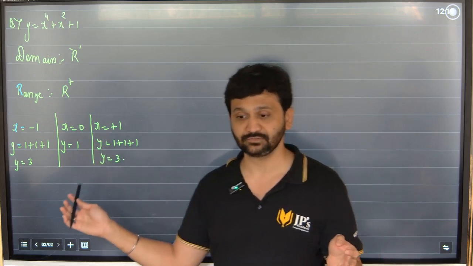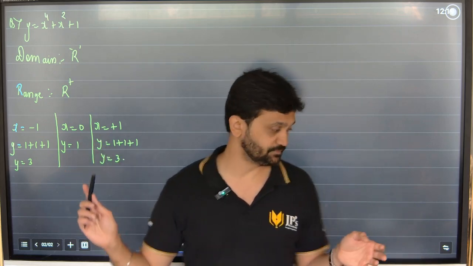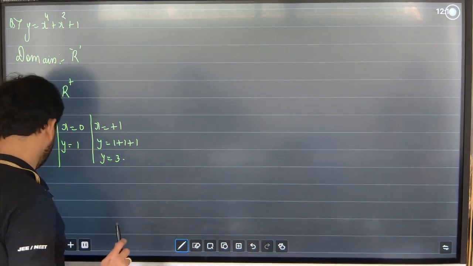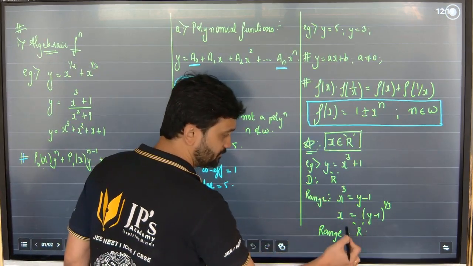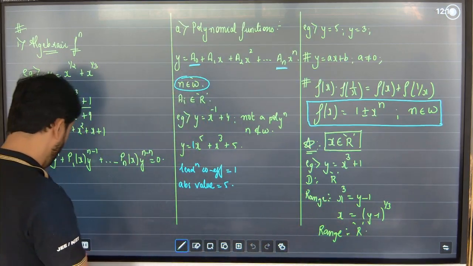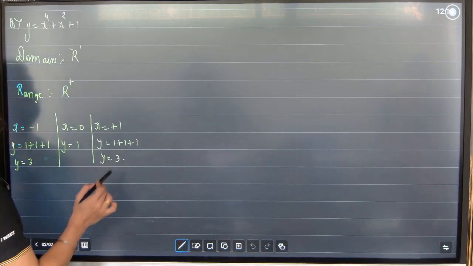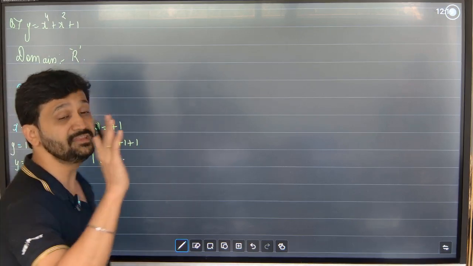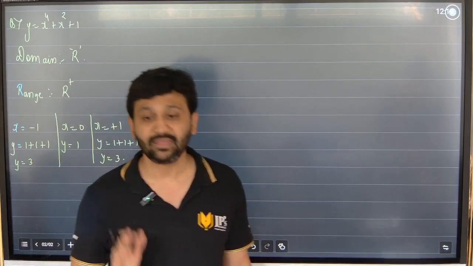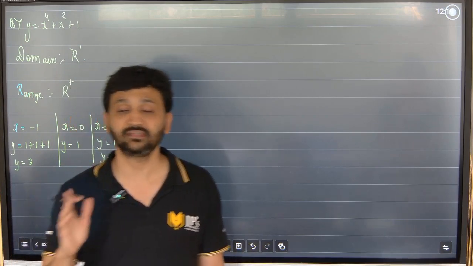Has everybody understood this? Anybody has any doubts here? So remember this. For odd degree polynomial, my domain will be all real numbers, my range will be all real numbers. For even degree polynomial, my domain will not change, but my range will never have any negative value.